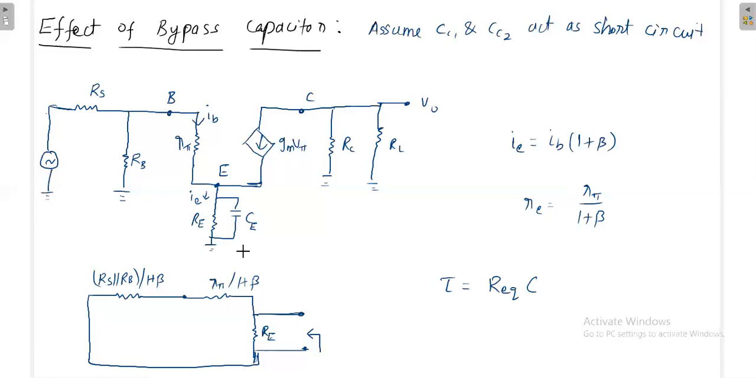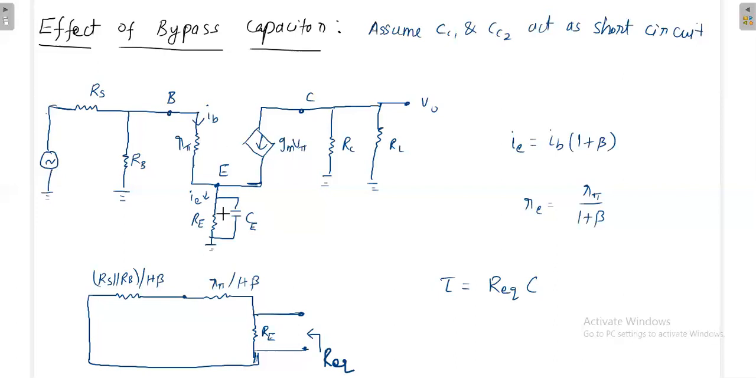That means we have to map this, we have to modify this. Once you short circuit this, RS and RB will become in parallel. That is RS, RB in parallel, and then this is short circuited. Then you have to open circuit the capacitor, and see the resistance looking from the capacitor after opening the capacitance. That resistance is called R equivalent. So these two will become in parallel, then that will become in series with this one.